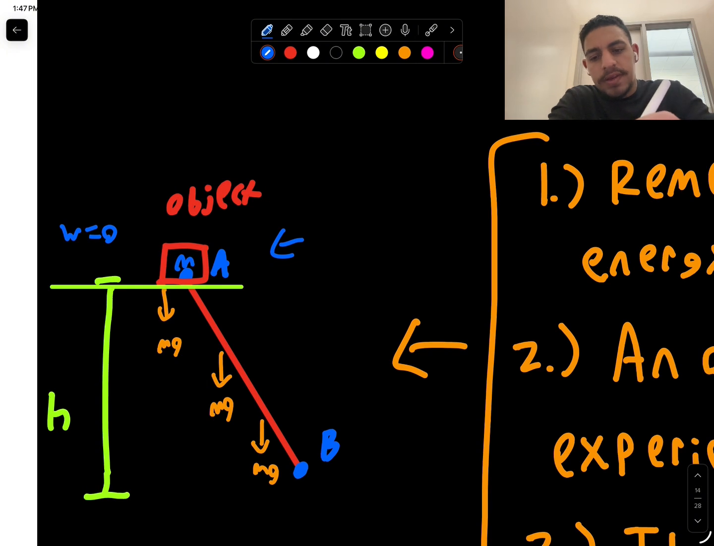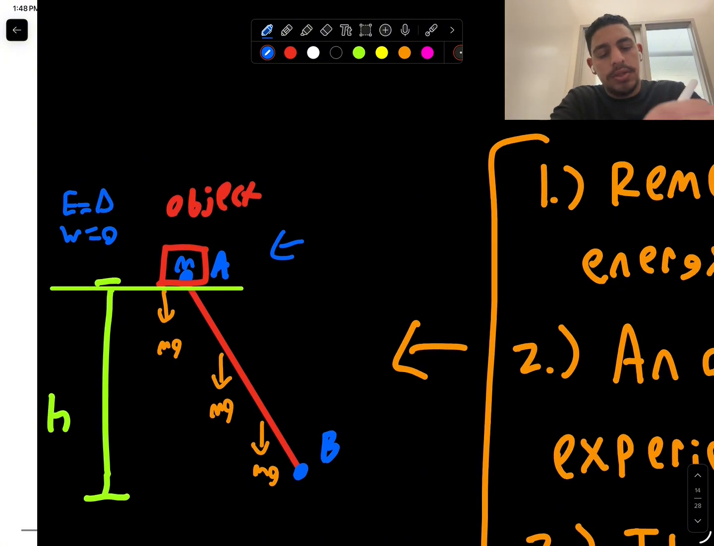So what is energy equal to? Energy is equal to work, and so energy is equal to the change in work. Keep this in mind. There's no work being done here, but we know for sure that work is being done every bit of distance after point A. And so the question becomes, is energy equal to 0 at point A?